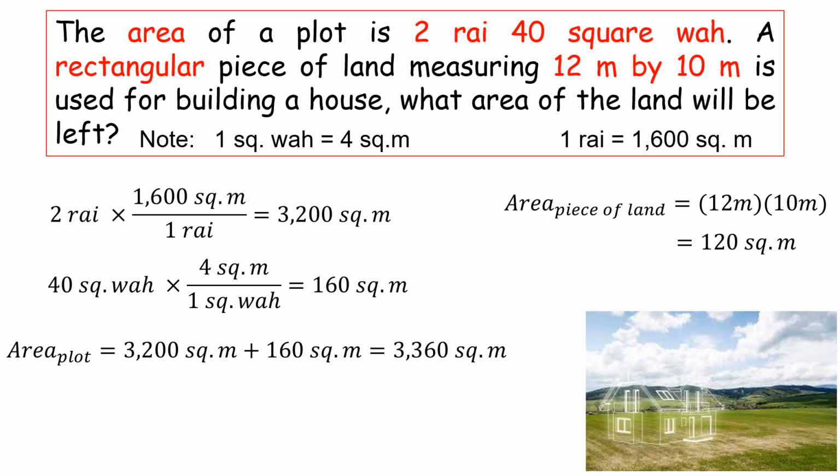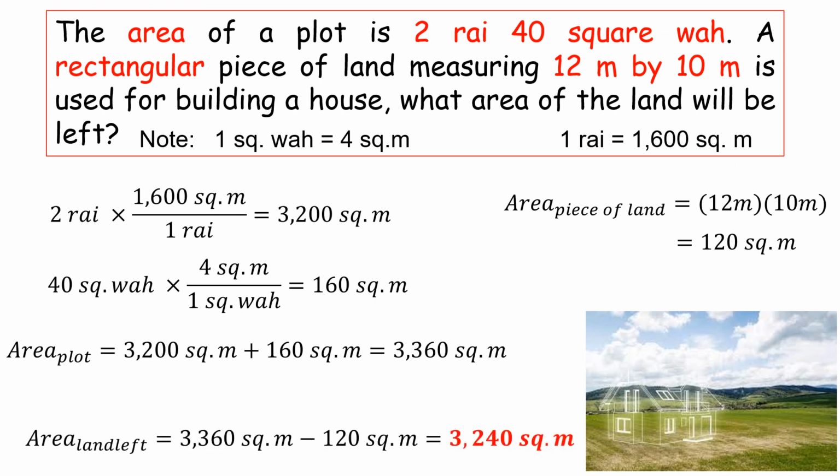So from here, we are going to subtract the area of the plot minus the area of your piece of land for your house. So 3,360 square meters minus 120 square meters is equal to 3,240 square meters. So that is the area of the land that is left upon building your house.